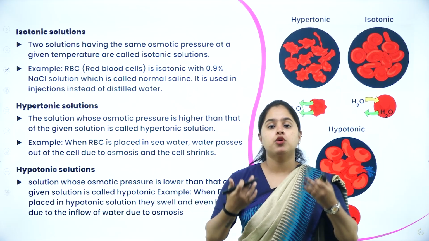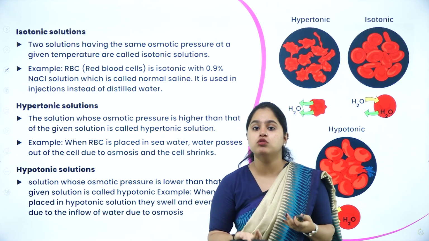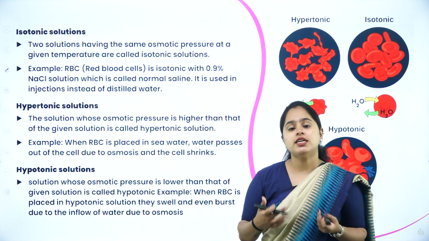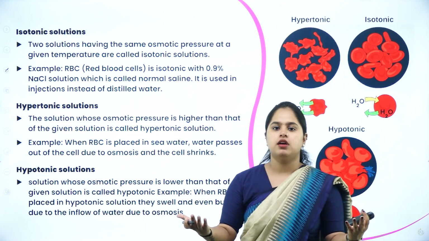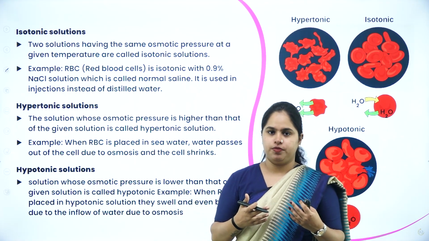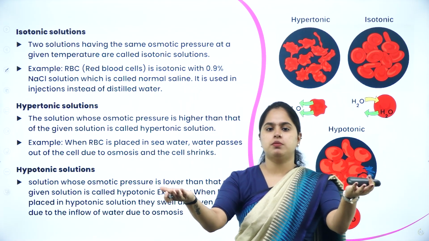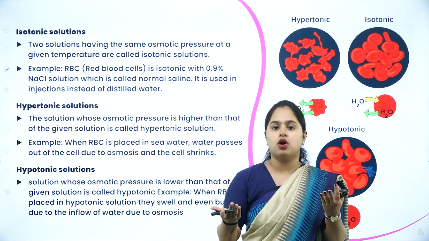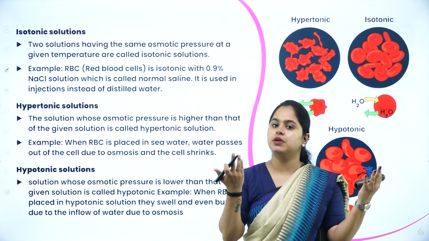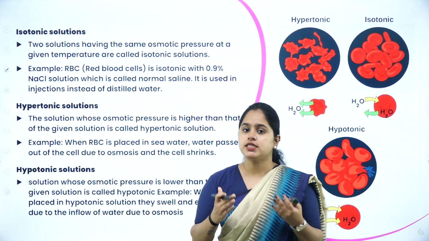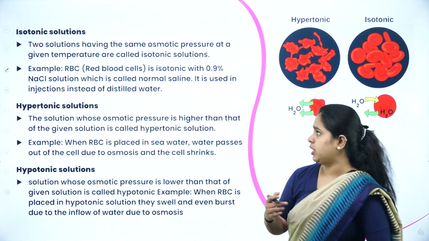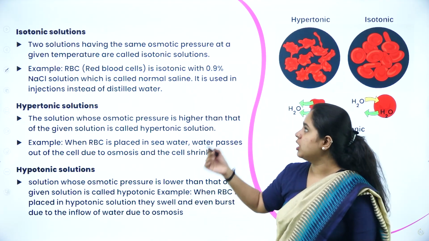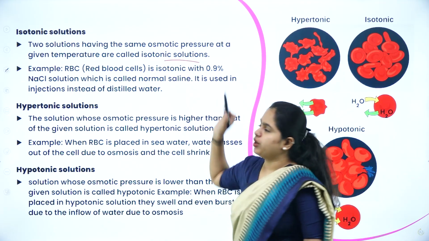So now we are going to study the different types of solutions based on osmotic pressure. The first one is isotonic solutions. Isotonic solutions are two solutions having the same osmotic pressure. If they have the same osmotic pressure, osmosis will not take place. If I take two solutions, the solvent will not move from one to the other, meaning no osmosis is taking place. So two solutions having the same osmotic pressure at a given temperature are called isotonic solutions.